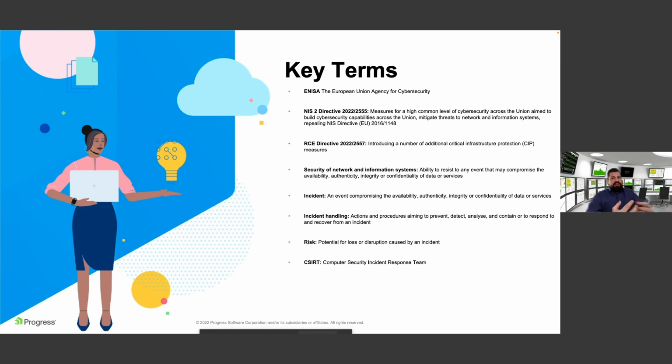CSIRT is a computer security incident response team. Essential entity, this is one of 2 regulated entities in the Network and Information Security Directive, and this is the operator of essential services. The sectors with the high criticality. And it's important that the critical entities regarding the RCE directive are, many of them, operators of essential services. And important entity is the operator of important services. This is other critical sectors.